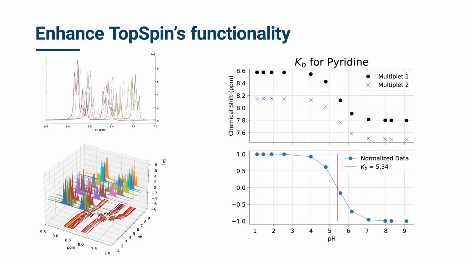Experts can go far beyond and enhance TopSpin's functionality. For this example, a dedicated Python script was used for an NMR titration of pyridine at 80 MHz. The Python script can provide peak picking, it can create titration curves and normalize these curves, it can estimate a KB, and finally, it can create publication quality images.